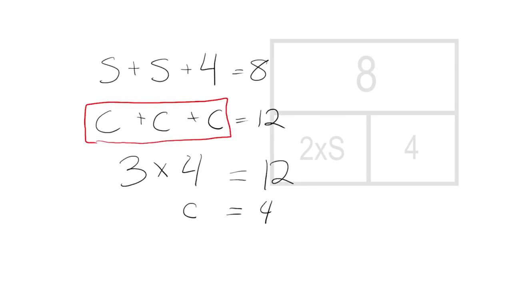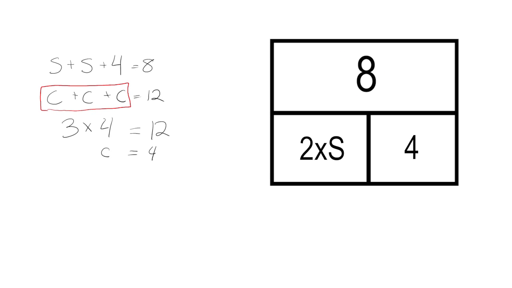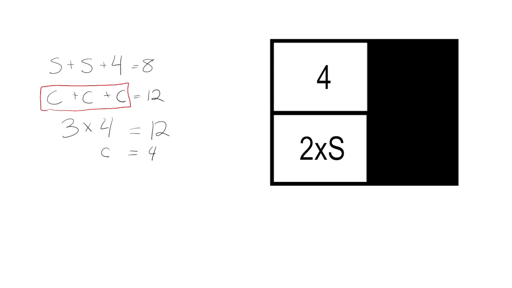Using the part-whole representation, we can see that we need to subtract 4 from 8, which leaves us with 4, which is how much the two squares weigh together. Our new equation is 2 multiplied by S equals 4, which we can solve to give us the weight of each square as 2 pounds.